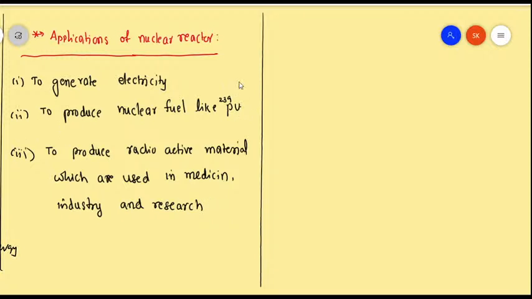And the next one is the power of the reactor. Okay, I will take the class for 10 more minutes. Right, the power of nuclear reactor.